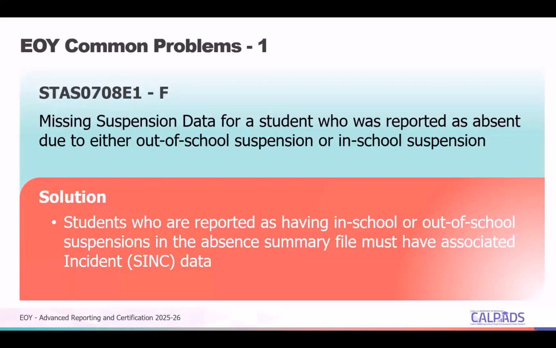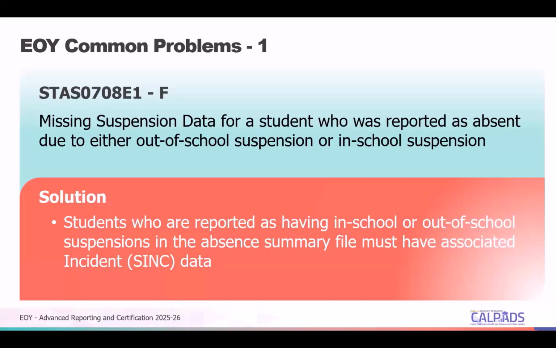STAS 0708E1, this is another fatal for missing suspension data for a student who was reported as absent due to either out-of-school suspension or in-school suspension. So this is a cross-file validation that happens.